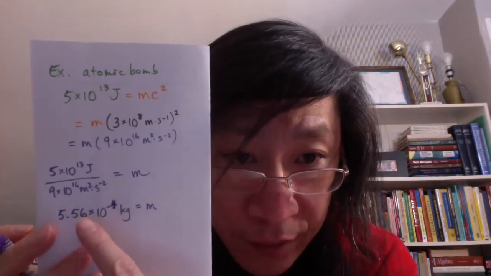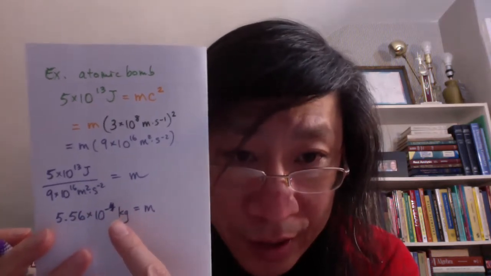This is 5/10,000ths of a kilogram, so it's about half a gram. Now, what object is typically about half a gram? Paperclip is typically 1 gram. So a paperclip, if you broke this paperclip in half and converted all of that matter into energy, you get an atomic bomb. Pretty amazing, right?